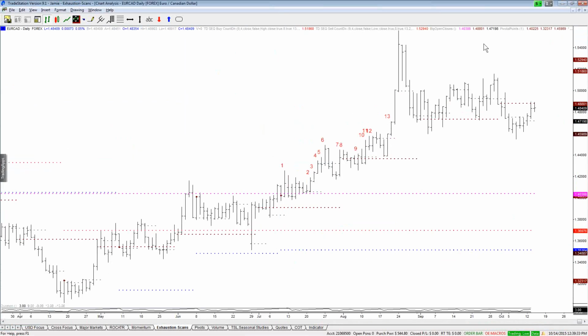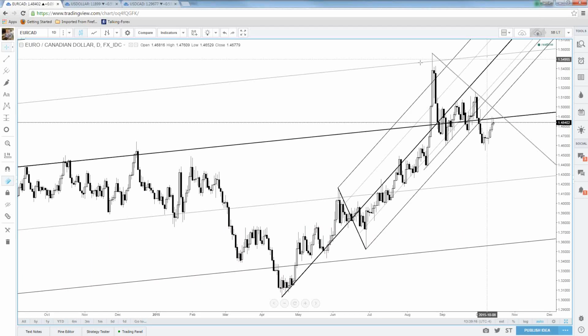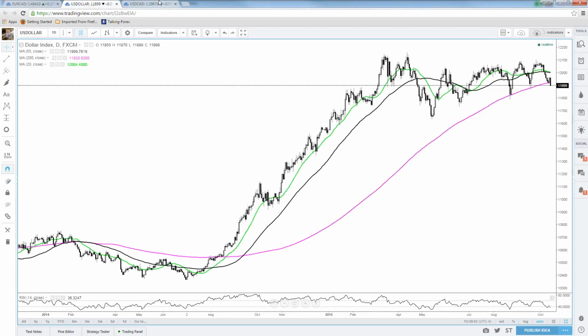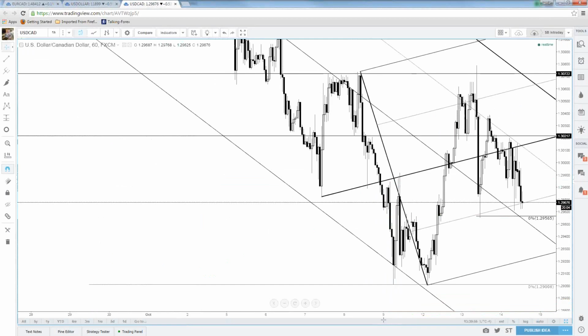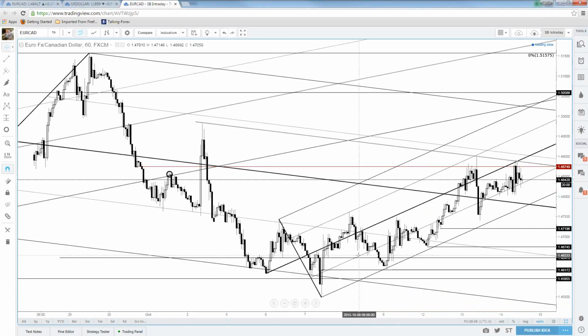Talked about this, answered a question for Raj on Twitter the other day. He had asked about EuroCAD and where we had that short-term inverse head and shoulders we looked at last week. I said that 148.80 to 149 was the spot I thought for a resistance point, and sure enough, we've got to this level, 148.80, and we've just kind of stopped there.